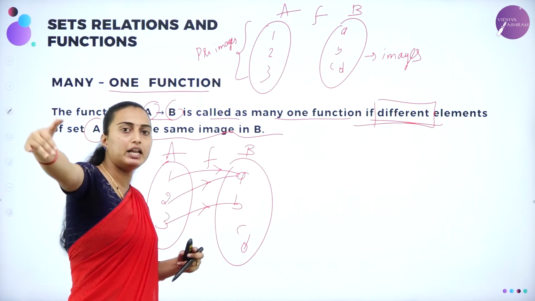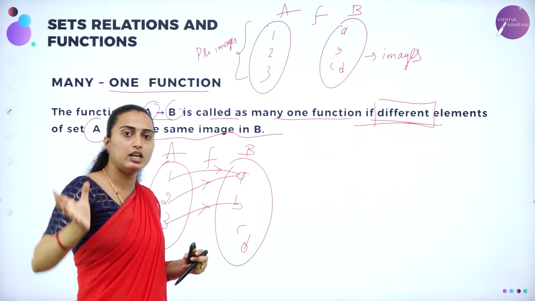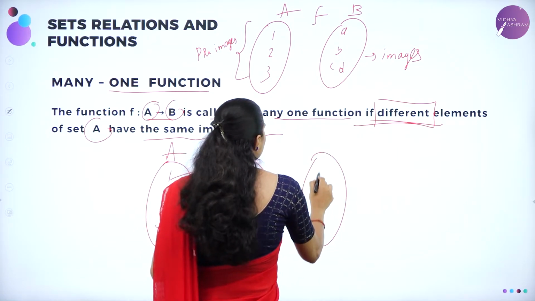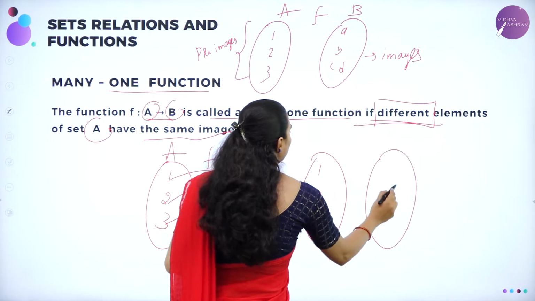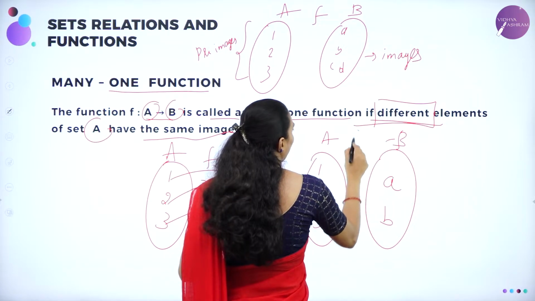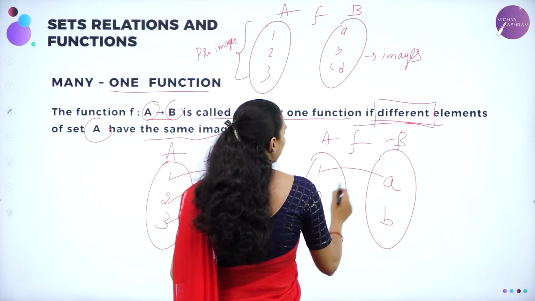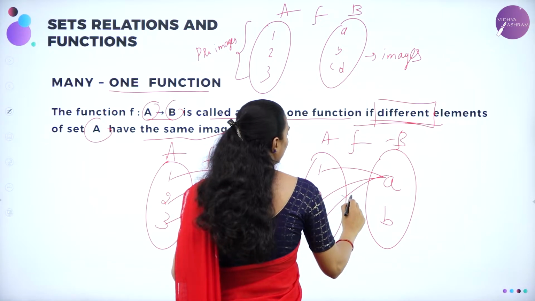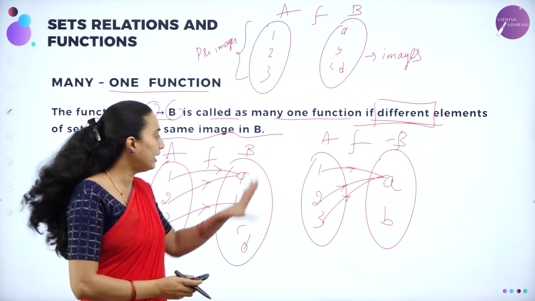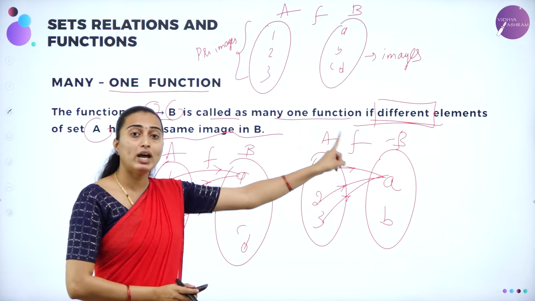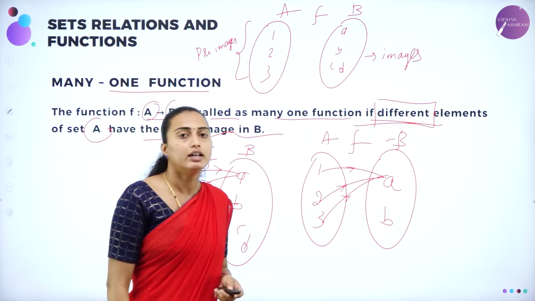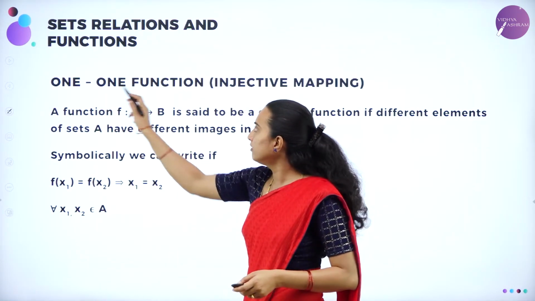Many can be any elements of set A. All the elements of set A can have only one image in set B. For example, I can show you like this. 1, 2, 3 can have only one image, A, here. If you have set A to set B with the function, 1 can be connected to 2, 3 can be connected to A, 4 can be connected to A. Many to one. Many elements of set A having one image in set B is going to be known as the many-to-one function. Yes. Next, we'll move on to the 1-1 function.